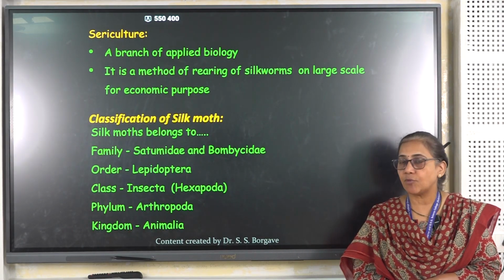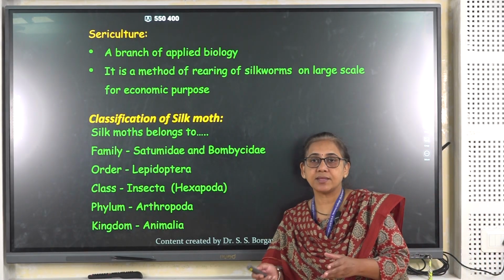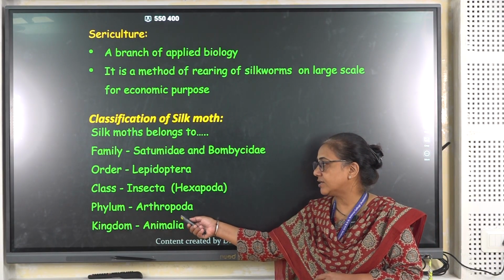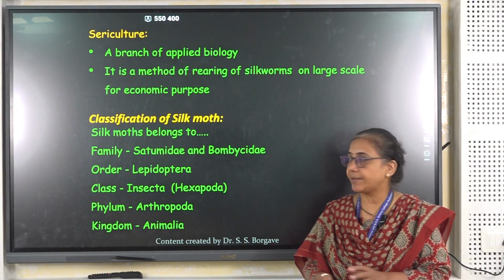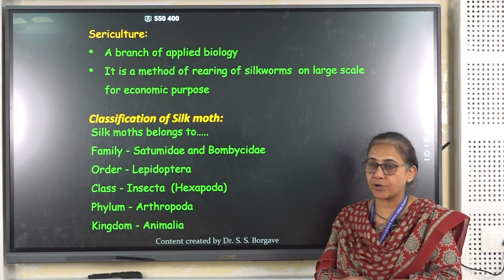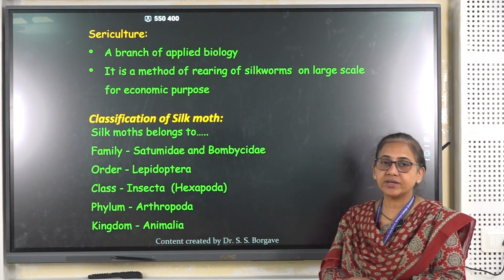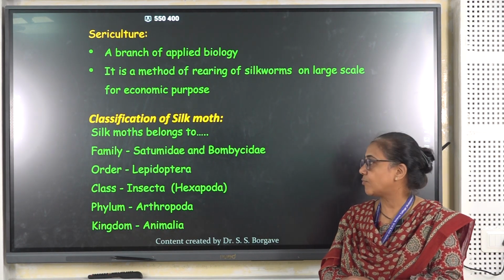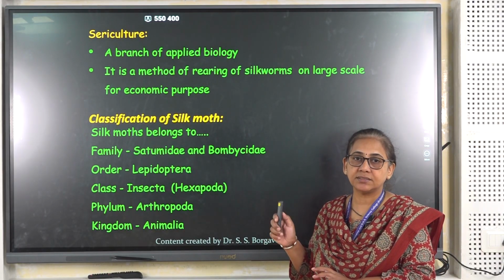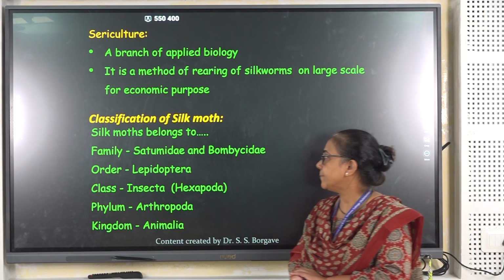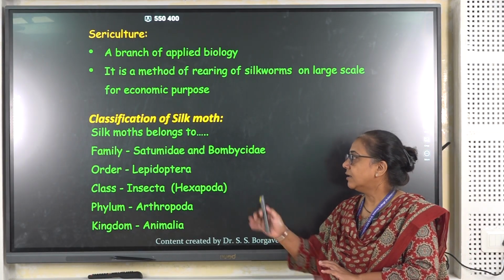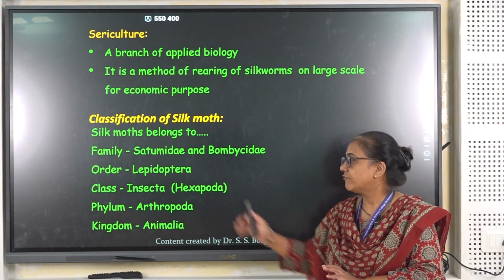So, classification of silk moth. The silk moth is, of course, an animal, so it belongs to kingdom Animalia. It comes under phylum Arthropoda, which has jointed appendages. Then it is a member of class Insecta, which is also known as Hexapoda. Then order Lepidoptera, wherein all butterflies and different kinds of moths are included. Then there are two families which include the silk moths. The first family is Saturniidae and the second one is Bombycidae. So silk moth basically belongs to family Saturniidae or Bombycidae of phylum Arthropoda.